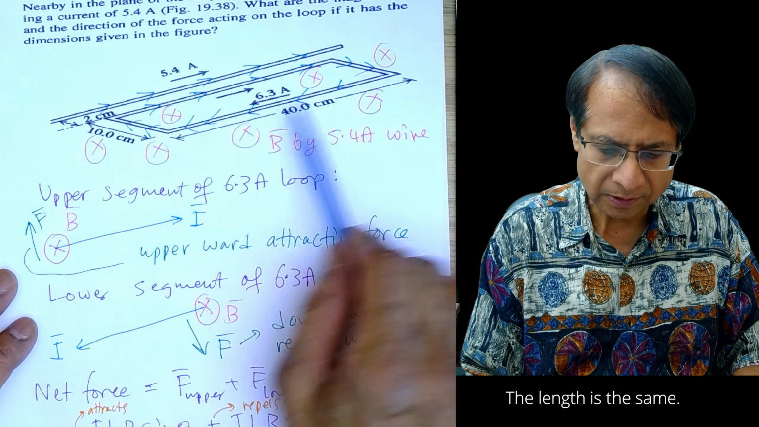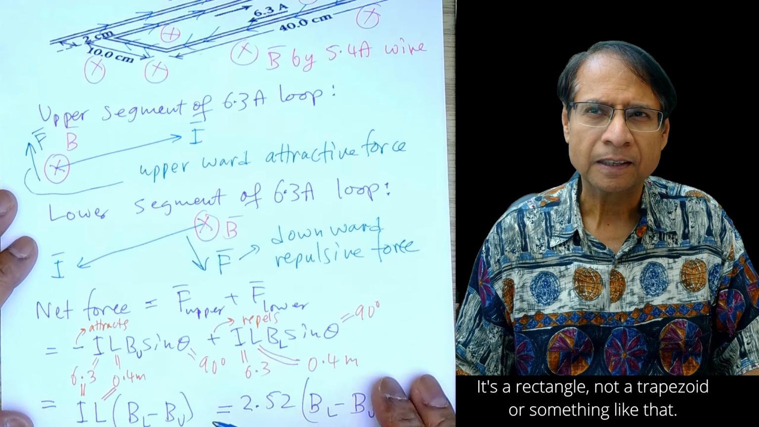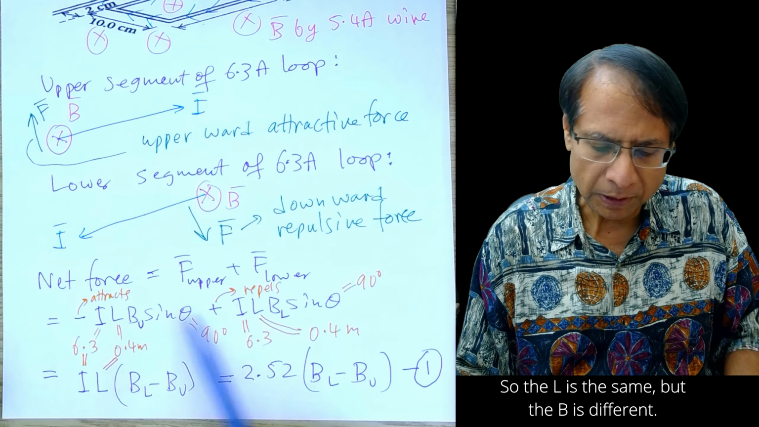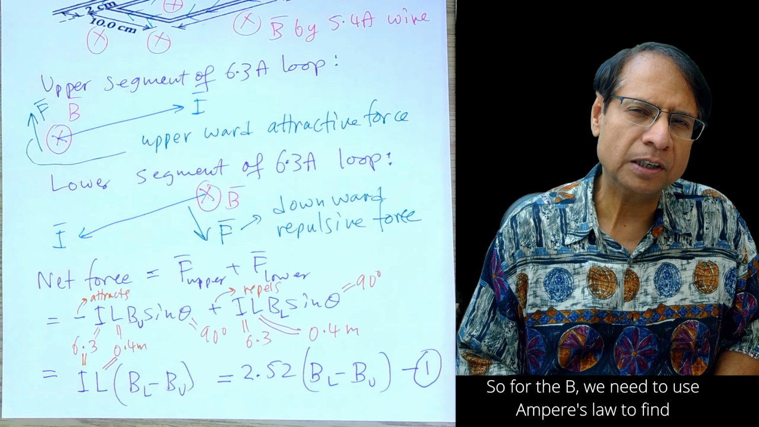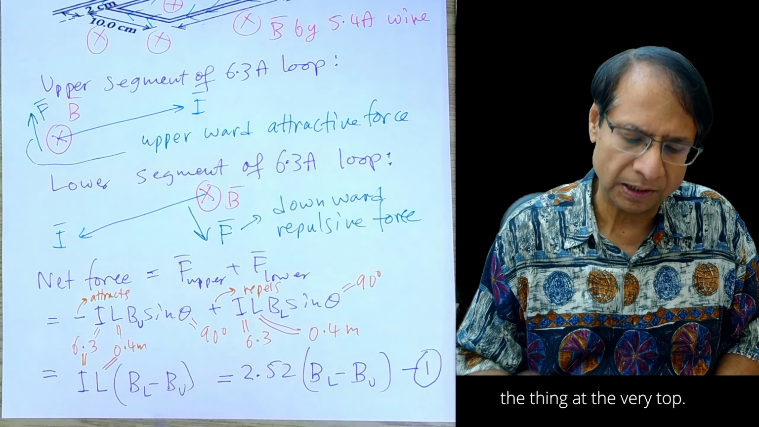The length is the same, 40 centimeters for both of them. It's a rectangle, not a trapezoid or something like that. So the L is the same, but the B is different. For the B, we need to use Ampere's law to find the magnetic field caused by a long straight wire, the thing at the very top.